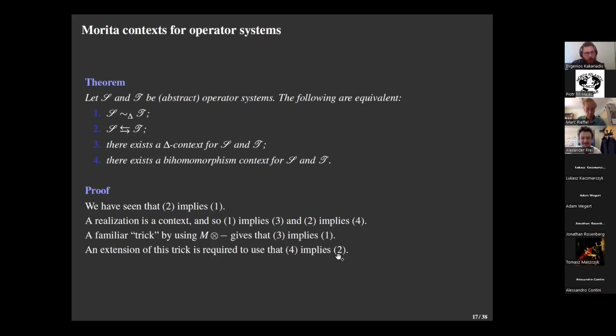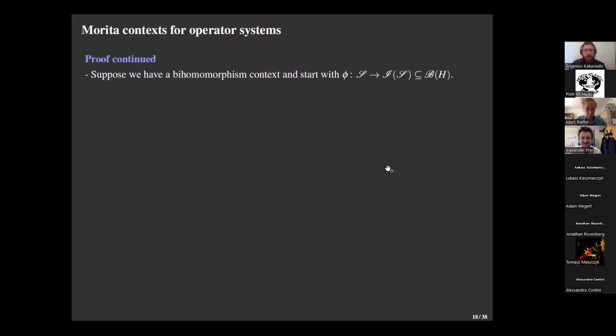Okay, so what is to show is that a bihomorphism context gives you a bihomorphism equivalence. In order to do that, we will have to build complete ordered embeddings that realize the bihomorphism equivalence. So how do you do that? Well, starting from S, you already have a representation that you like inside the injective envelope.